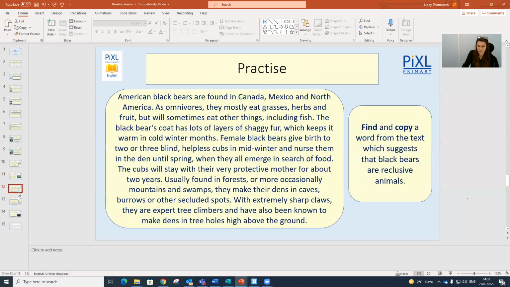Okay, one more practice for you. So again, pause the screen here. Your first question will be find and copy a word which suggests that black bears are reclusive animals, meaning that they don't go out and about, they stay in their area. And the second question I'll show you before you start reading is, according to the text, under what circumstances might a female bear pose a threat? So you're thinking about the actions and descriptions that would show that the female black bear poses a threat. So pause the screen and have a go at answering those two questions.